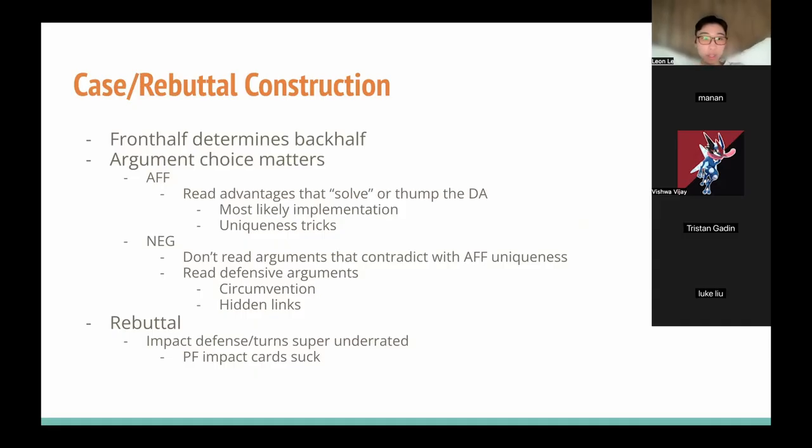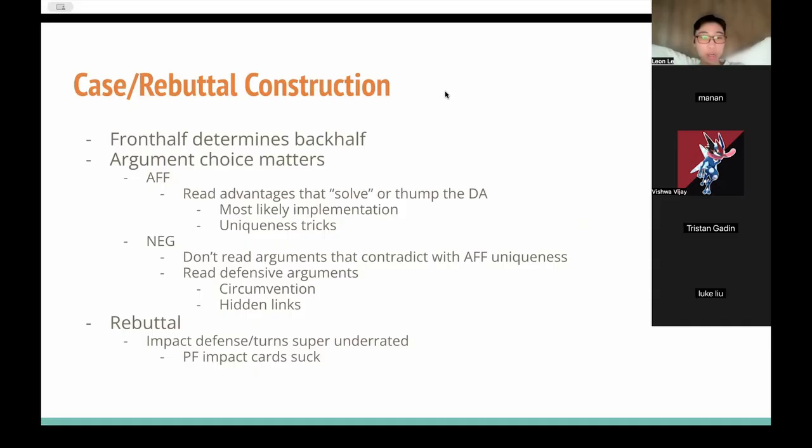For example, in this case, argument choice matters, and there are some strategic things that you can do on the affirmative and the negative side in order to best maximize your chances of winning later. In terms of the AF, you should try to read one or two arguments that solve or non-unique slash thump the negative argument. For example, this can look like reading a most likely implementation claim that would answer negative arguments, and I'll talk about more examples later on.